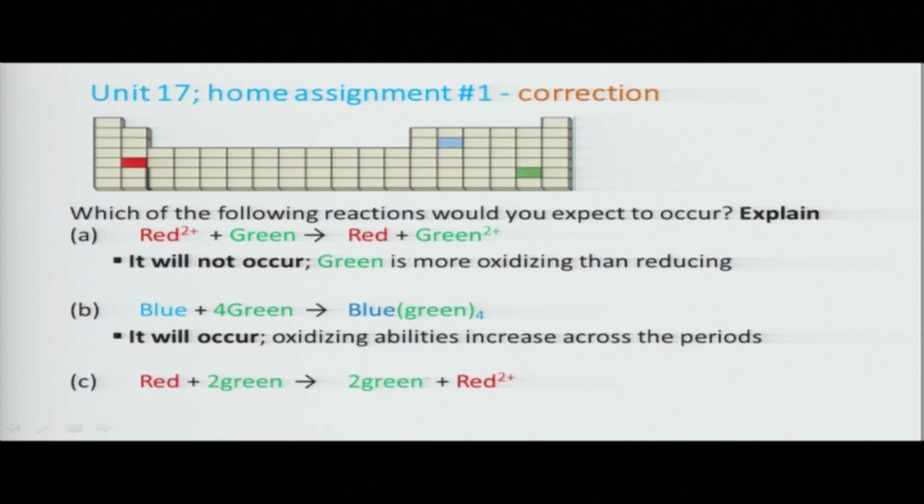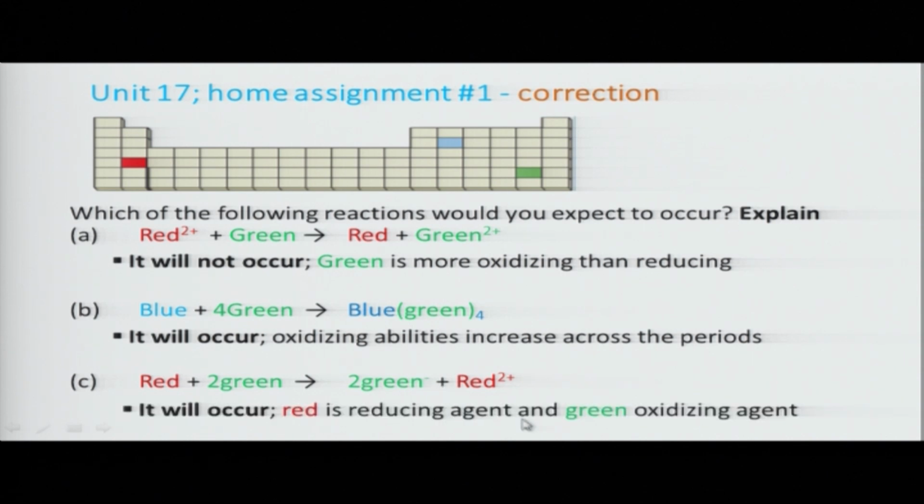Lastly, if you have red, which is a group 2 element, reacting with green, which is a group 7 element, automatically the reaction will occur, as you can see. Red will lose electrons, forming positive 2, and the green will gain electrons, forming -1. So yes, the reaction will occur because red is a reducing agent and green is an oxidizing agent.